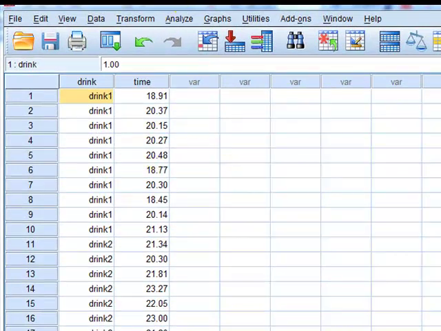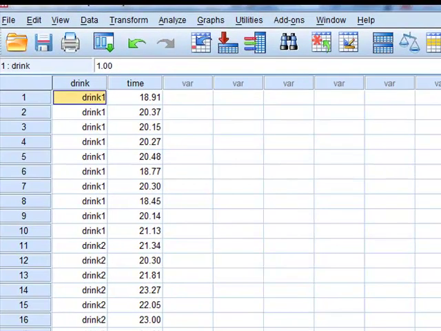This is from an experiment. Recall that ANOVA is a method to analyze differences in groups for experimental data. So hence it's used by a lot of people who conduct experiments. Okay, so what we've got here is an experiment where we administer one of three drinks to each participant and then time them to complete a task.